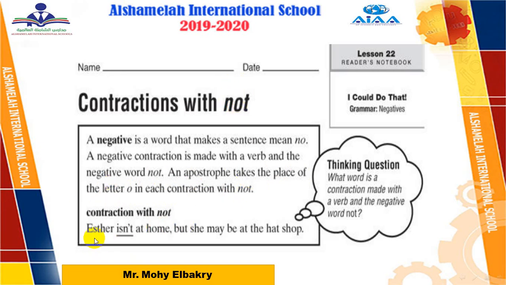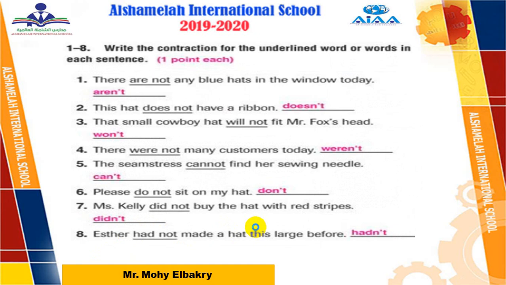For example, instead of saying is not, we say isn't, and so on. Okay, let's answer. Write the contraction for the underlined word or words in each sentence. Number one, there are not any blue hats in the window today. So are not will be, yes, excellent, aren't.